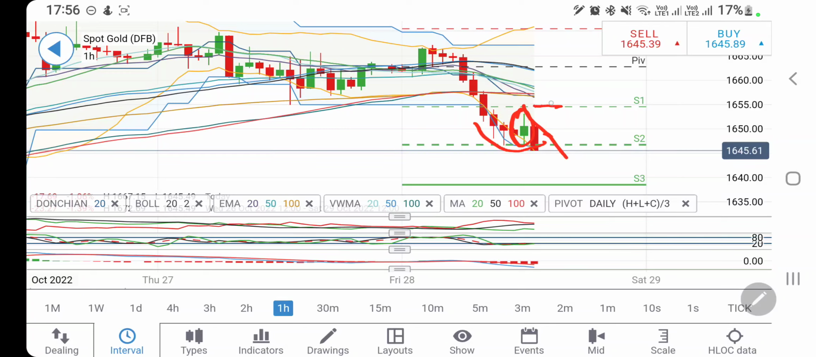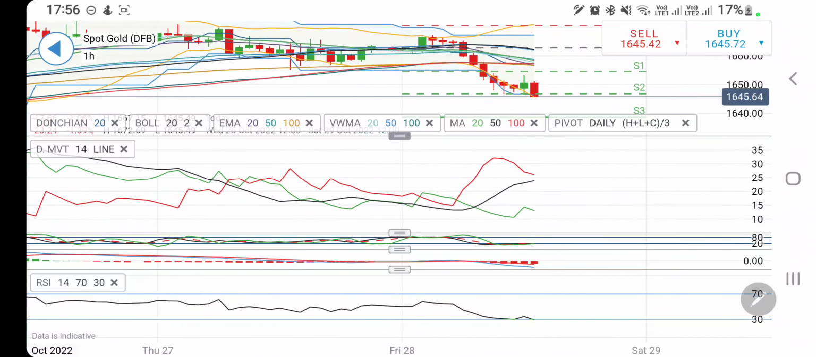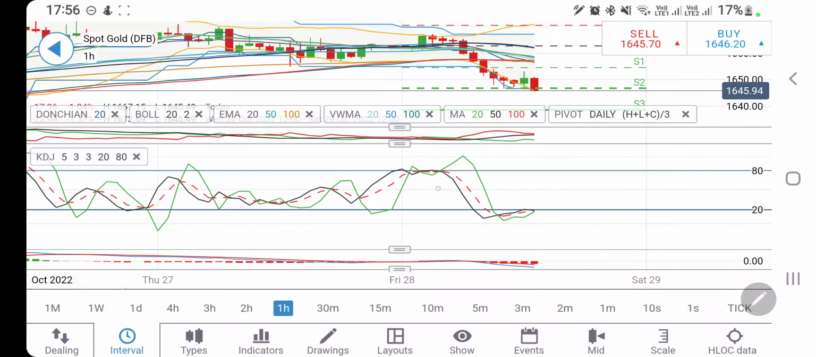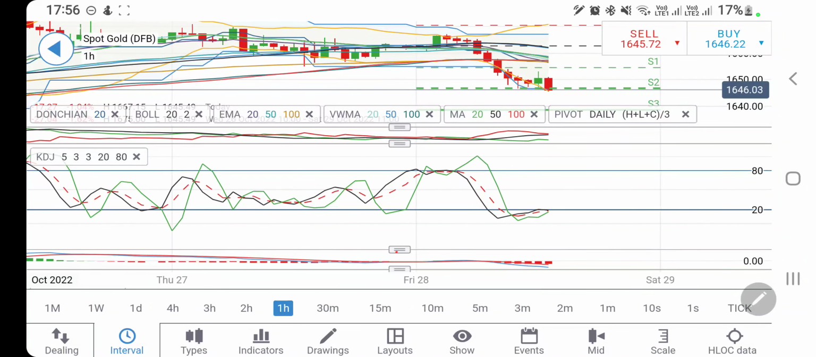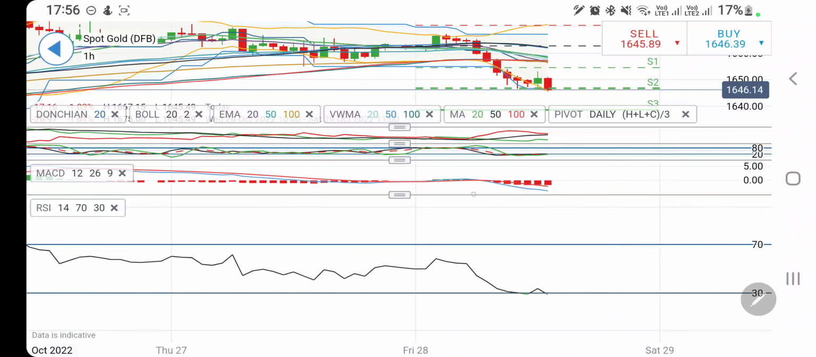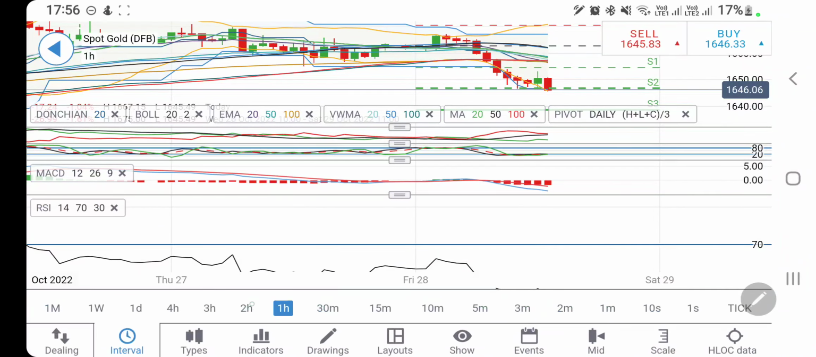So the only buy entry today is above 1655 levels. Yes, if you see it trading above 1655, you can buy there. Directional movement is bearish, trying to diverge. The stochastic is trading oversold here. The MACD is divergent and bearish here. It is still looking diverged, still looking bearish. And if you look at the RSI, this is trading oversold too.